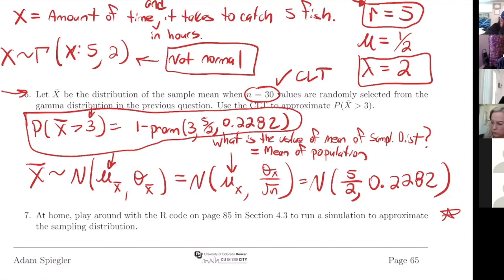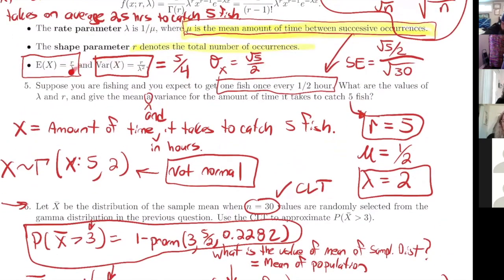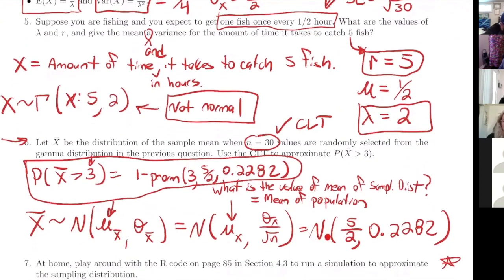Okay, any questions about that? So, again, the important thing here is we would have done this process the same exact way, no matter what the population looked like. The only thing that would change would be how we find the mean and the variance for the population. That depends on what the distribution X is. But once we find these values, the sampling distribution will be normal. Any questions?